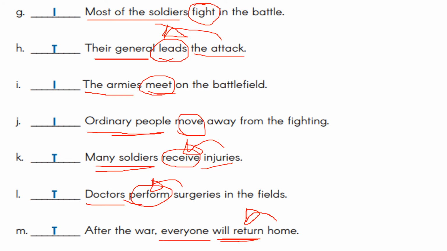So again, the transitive verb and the intransitive verb. What is the difference between the transitive verb and the intransitive verb? Both of them are action verbs, but the only difference is that the transitive verb has a direct object, but the intransitive verb doesn't have a direct object.